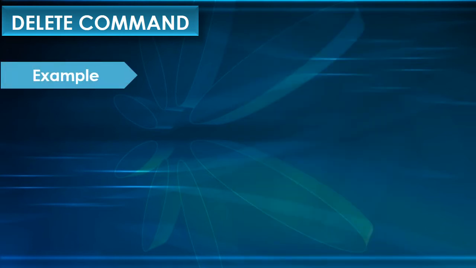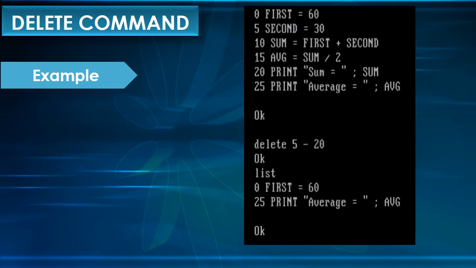Let's see another example how to delete range of lines. See this example over here with the program having line numbers 0 till 25. I'm going to apply the delete command to delete the lines from 5 till 20, and it sends me an OK message. Then I list out the program to see what happened. It has deleted all the line numbers 5 till 20 and shown me just the 2 remaining.